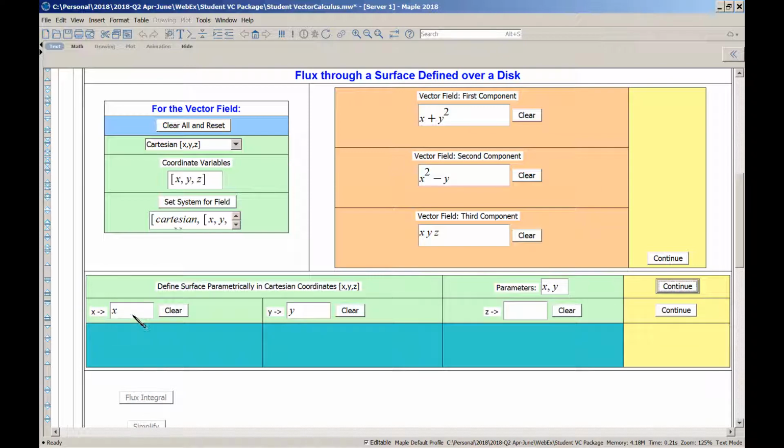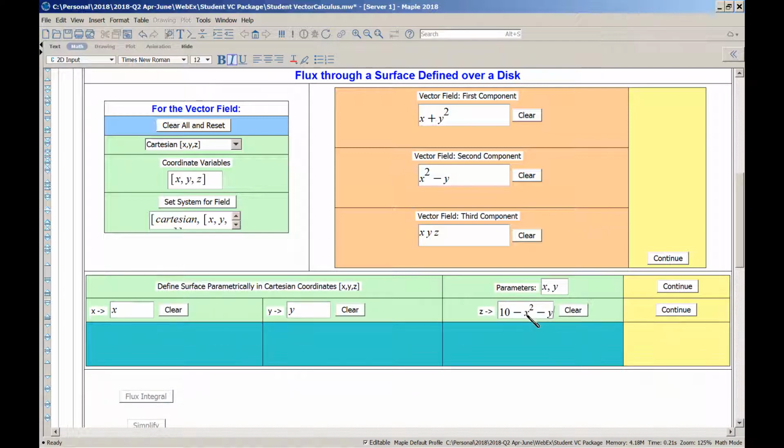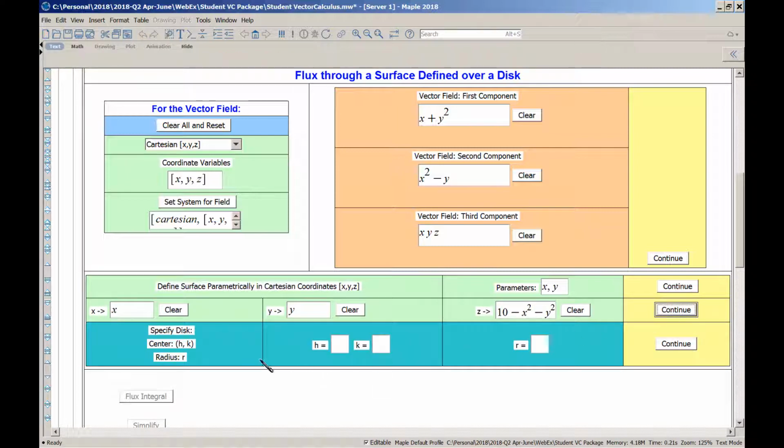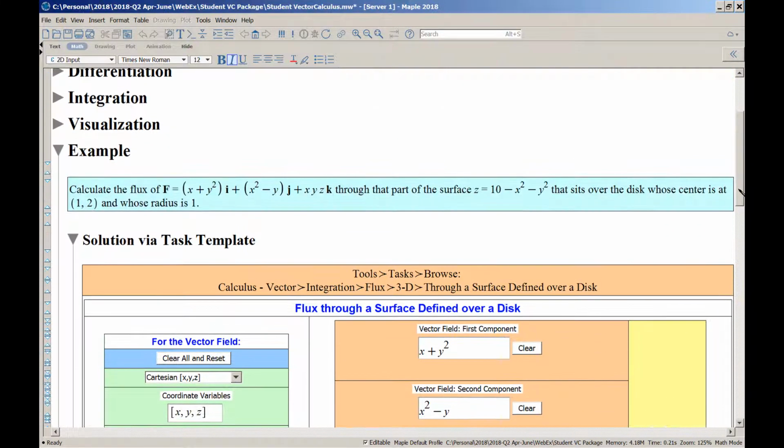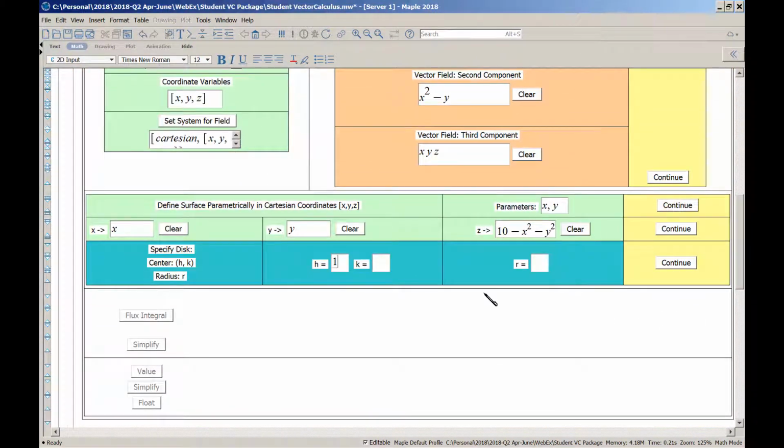And x is x, y is y, and z is 10 minus x squared minus y squared. You click continue, and now you have a place to put in information about the disk. So the center is at, I believe it was 1, 2. Yes, so that's 1 here, 2 here. And the radius is 1.